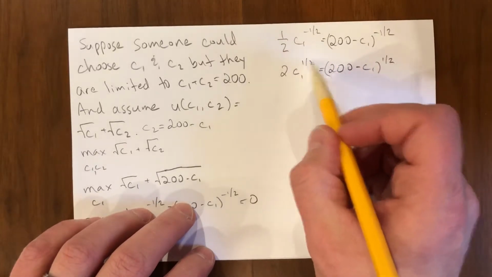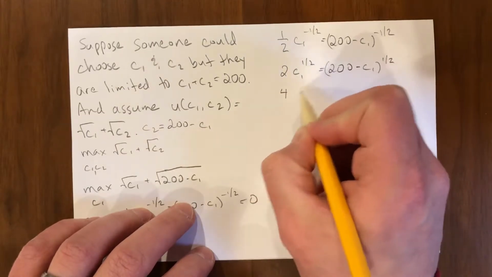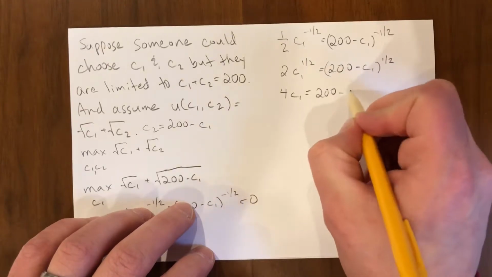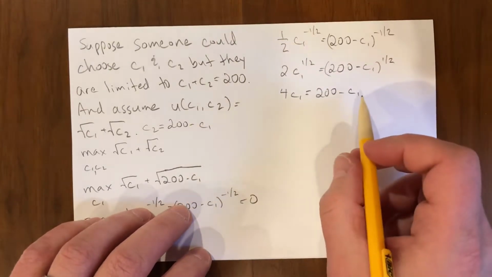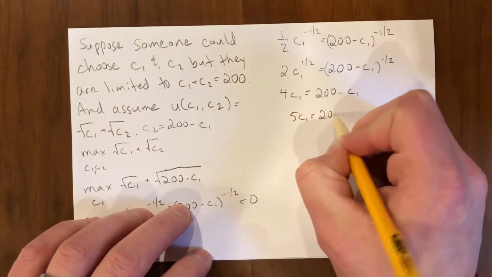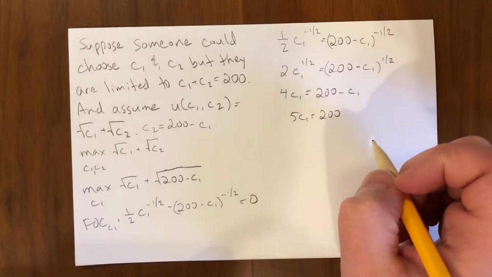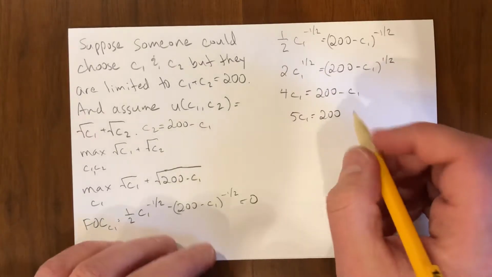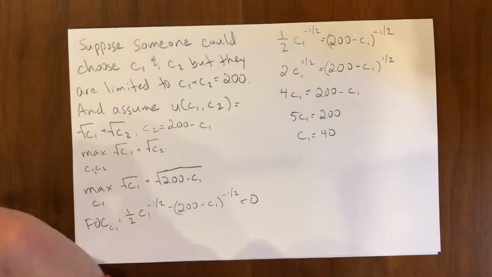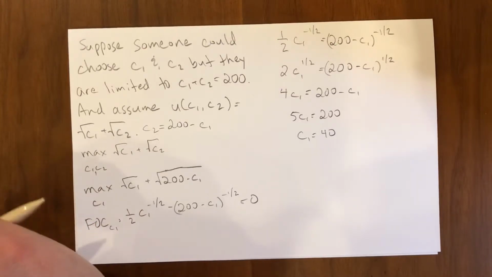So squaring will get rid of the 1/2, but we also need to square this 2. So 2 squared is 4. So 4 C1 is equal to 200 minus C1. So 5 C1 is equal to 200. That's not what I was expecting at all. Okay, so clearly I have made a mistake somewhere. Let's go back and look for it.